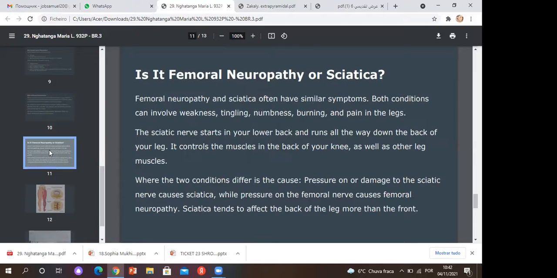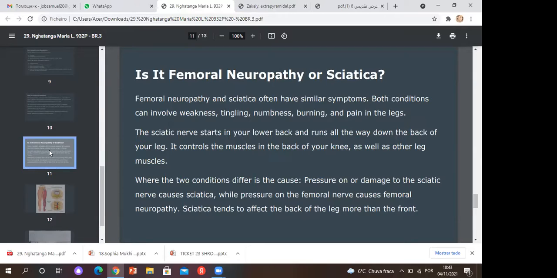So sometimes people can confuse sciatica with femoral neuropathy. Femoral neuropathy and sciatica often have similar symptoms. Both conditions can involve weakness, tingling, numbness, burning, and pain in the legs. The sciatic nerve starts in your lower back and runs all the way down the back of your leg. It controls the muscles in the back of your knee as well as other leg muscles. Where the two conditions differ is the cause. Pressure on or damage to the sciatic nerve causes sciatica, while pressure on the femoral nerve causes femoral neuropathy.